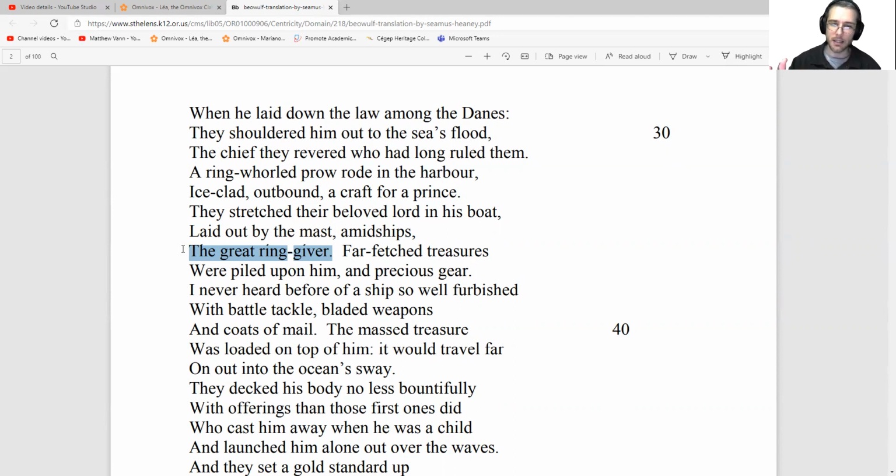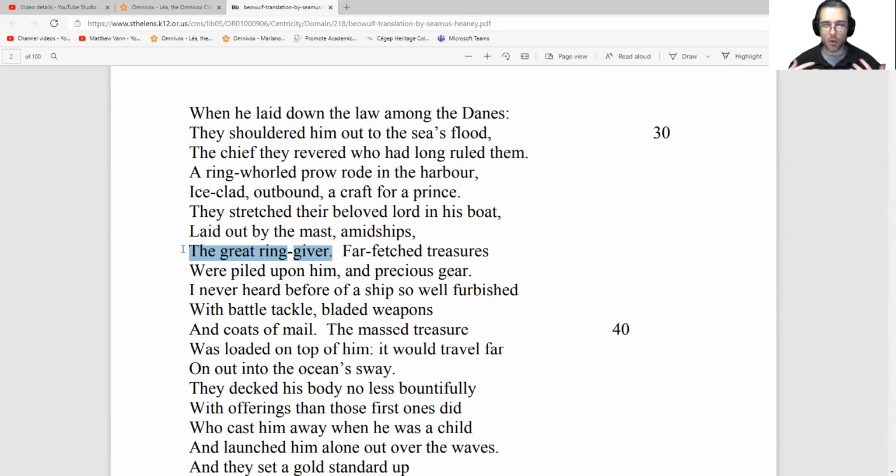Far-fetched treasures were piled up upon him and precious gear. I never heard before of a ship so well furbished, with battle tackle, bladed weapons, and coats of mail. The massed treasure was loaded atop of him. It would travel far on out in that ocean's sway.